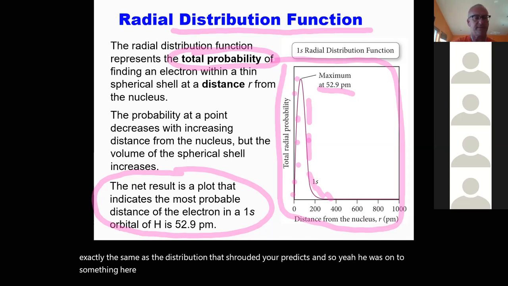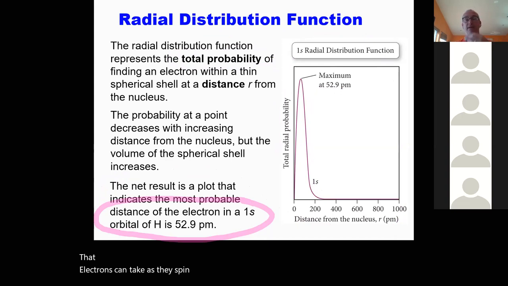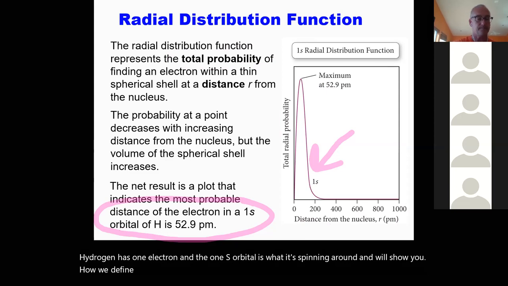So you may notice for the first time something called a 1s orbital. We're going to get into what that means. A 1s orbital is the simplest shape that electrons can take as they spin around the nucleus. And 1 means it's the closest. So hydrogen has 1 electron, and the 1s orbital is what it's spinning around in. And we'll show you how we define that and define some of the rest of them.